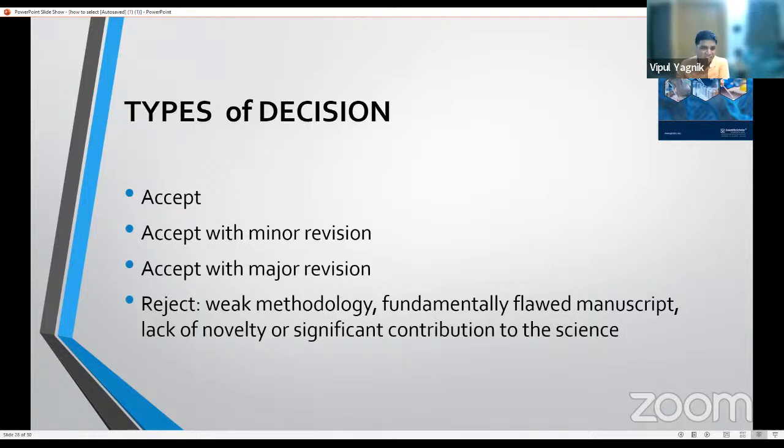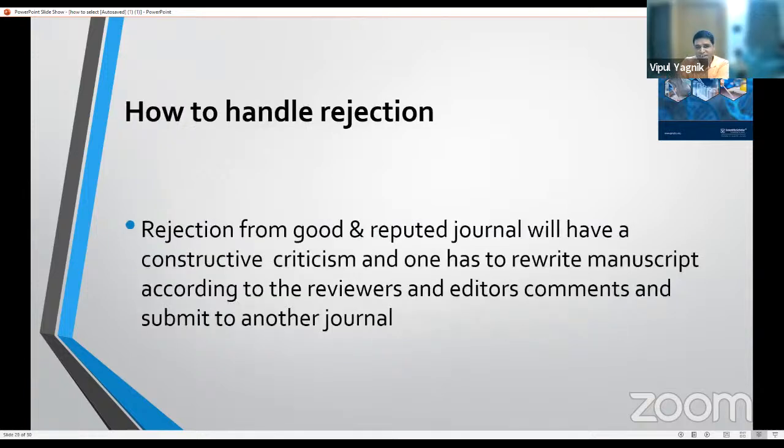Sometimes we need to reject, so in which cases do we reject the article? Weak methodology, a fundamentally flawed manuscript, lack of novelty, or not adding anything to the existing science: such an article can be rejected straightforward. So how do you handle rejection? Mainly, if your article is rejected, there is no need to go into depression, because every author has this experience, including myself. Before publishing this many articles, I have faced so many rejections.